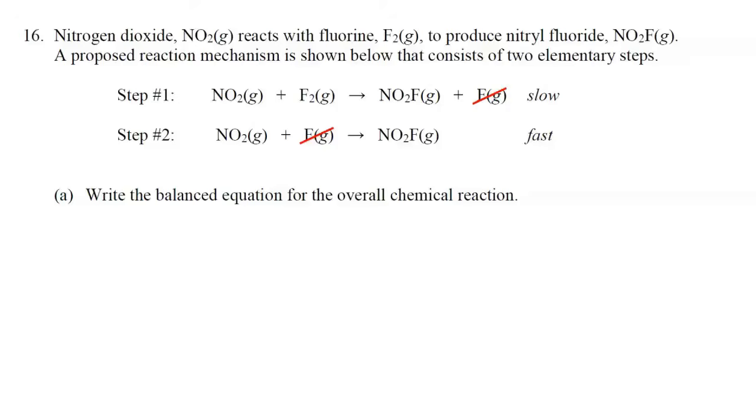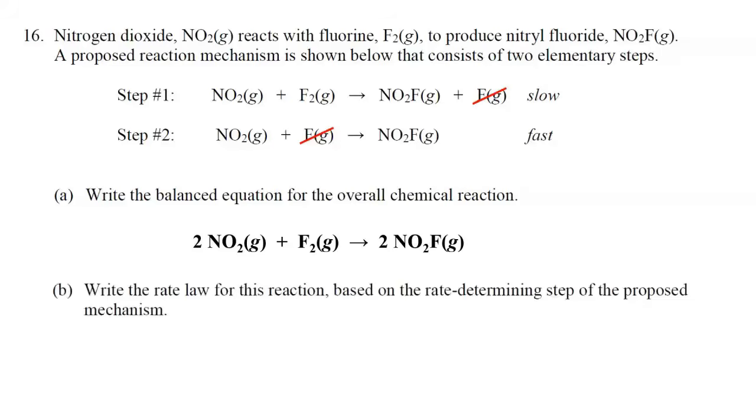I think that's it. I think everything else is going to show up in the overall balanced chemical equation for the reaction. So we have 2 molecules of NO2 plus a molecule of F2, and it produces 2 molecules of this nitryl fluoride, NO2F. Part B, write the rate law for this reaction based on the rate determining step of the proposed mechanism.